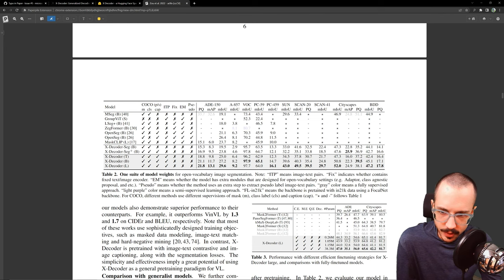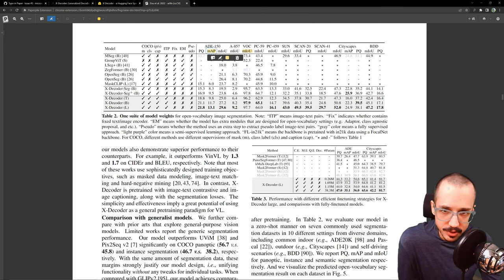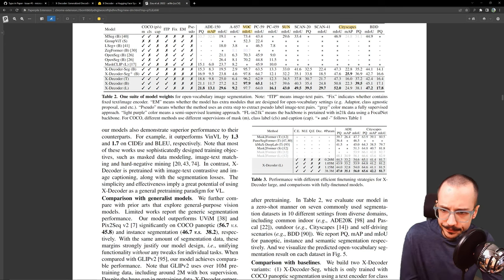They have a bunch of data here. This is just more comparing. This is mean IOU, intersection over union, and mean average precision. These are just different metrics, and then these are different data sets. So Sun is, I think, rooms. Cityscapes is more of an autonomous vehicle data set. And Bleu is actually a language benchmark.